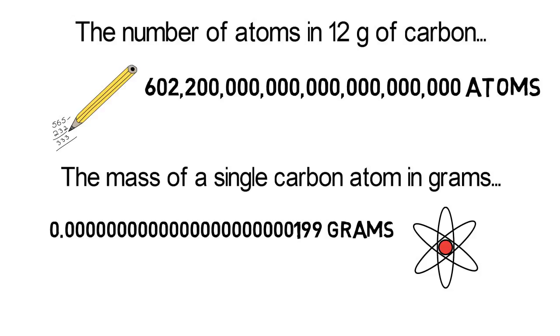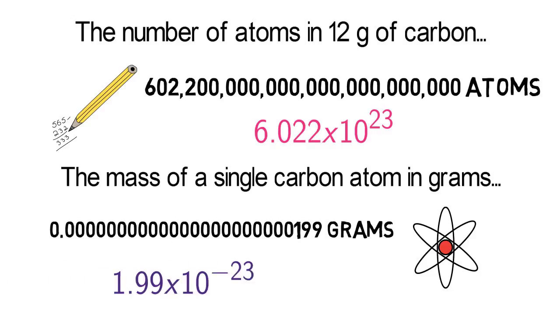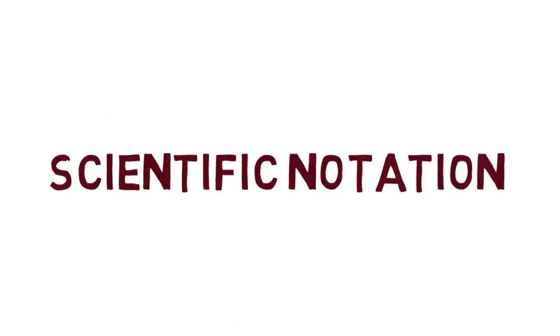So it's much easier to write these numbers in what we call scientific notation. This first number up here becomes 6.022 times 10 to the 23rd. So much more reasonable. The second number we have becomes 1.99 times 10 to the minus 23rd. In science, we often encounter these really big and really small numbers, and we need to know how to write numbers and deal with numbers in scientific notation.